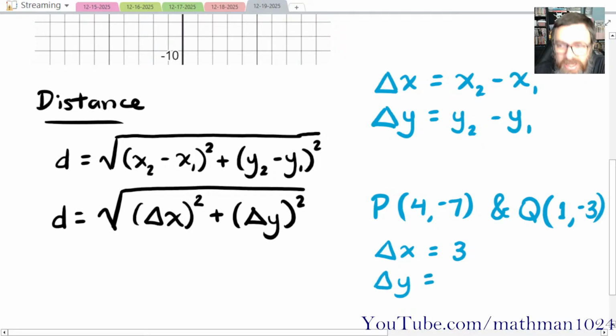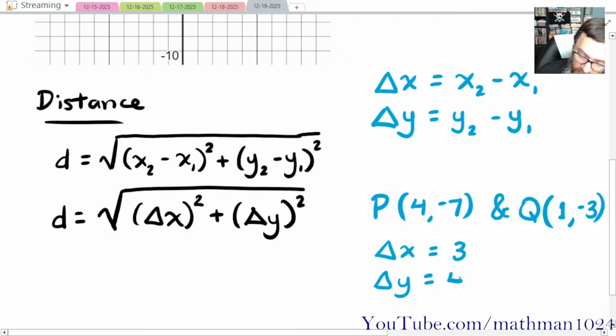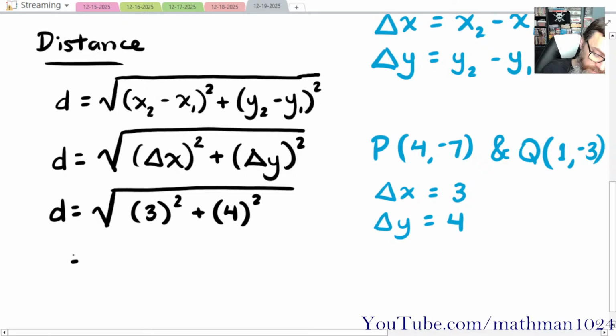And what about the change in y? If I go from -7 to -3, well, since these guys are both negative, to go from -7 up to -3, you're just going up 4 units. So the change in y is going to be 4. So when I'm trying to calculate my distance, I'm just going to plug these values into what I have right here. So the change in x is 3, so that's 3 squared. The change in y is 4, so 4 squared. And then we just do the arithmetic from here.